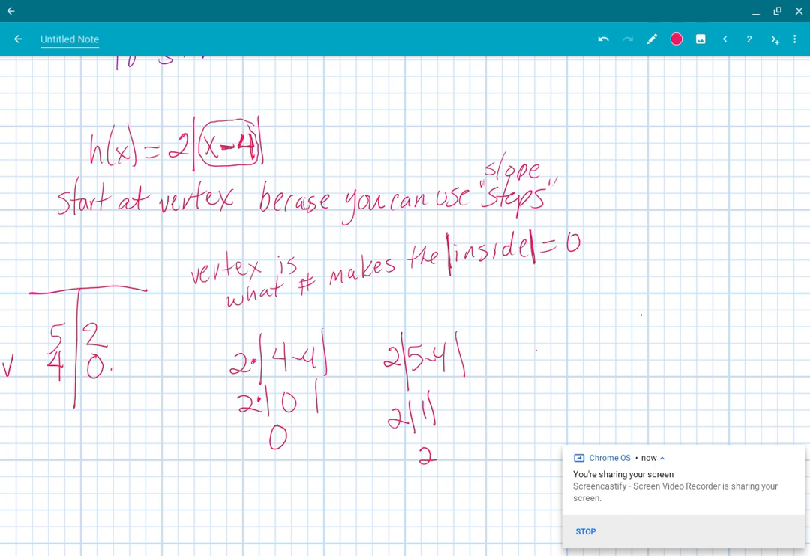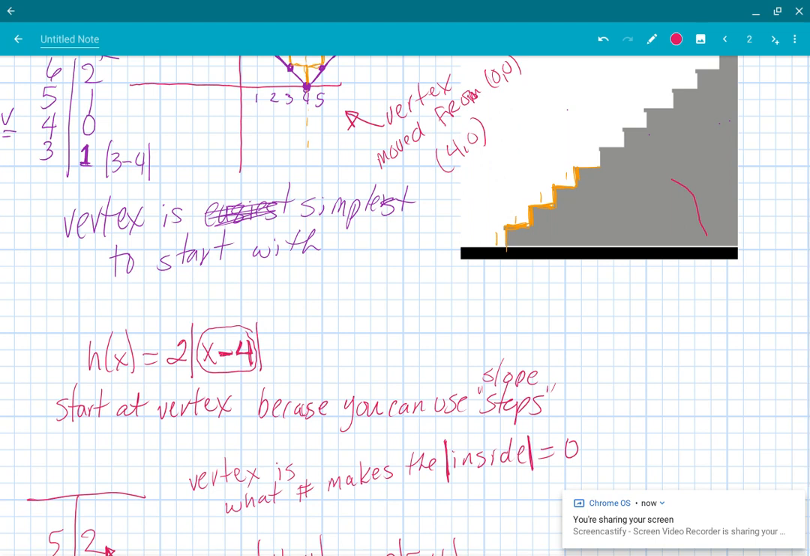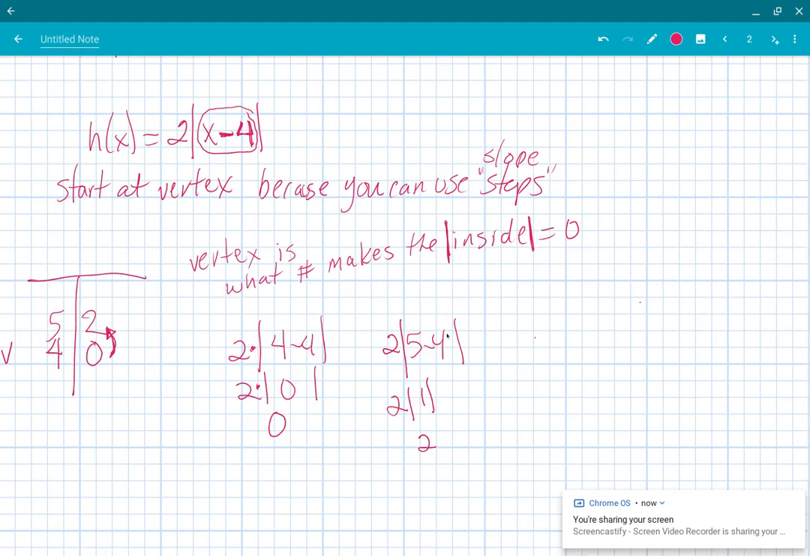Hey, do you see how far it went up? How far did it go up? 2. So that's going to be our new stairs. Our new stairs aren't going to go up by 1. They're going to go up by 2. Okay? And we could prove it.